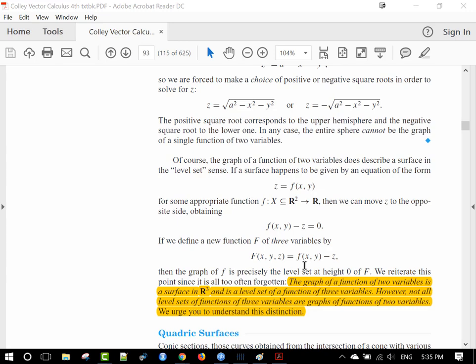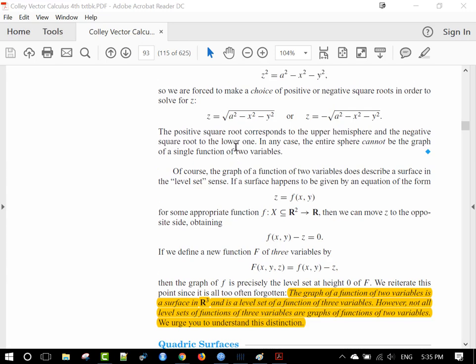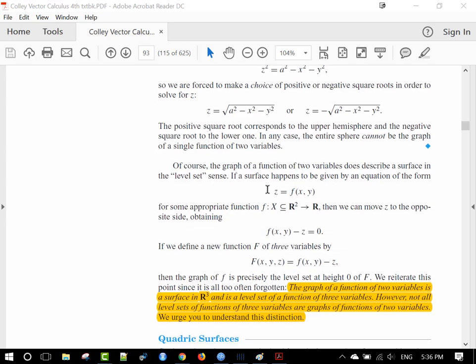So let's go back and see. Here we were talking about the fact that this doesn't define a function, but if you separate it into these two, you get two functions. Okay, then she says, suppose we have this, then of course we can rewrite that like this.